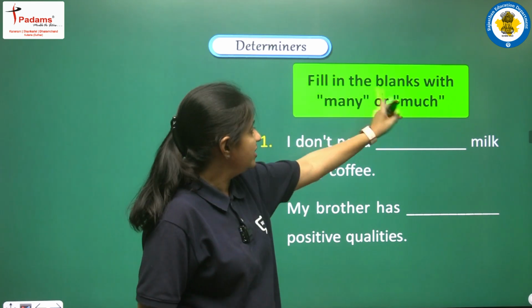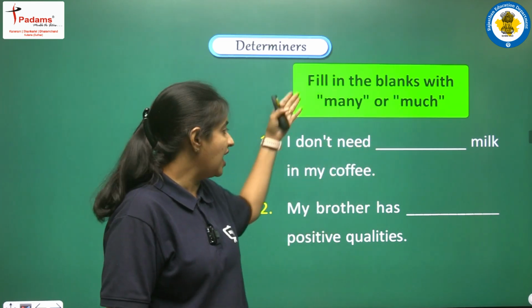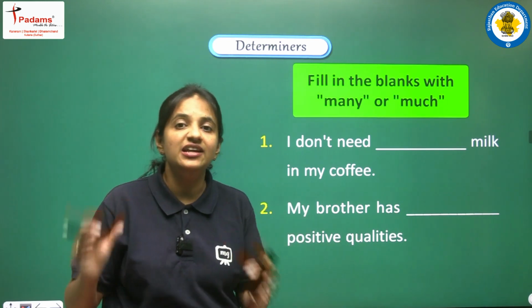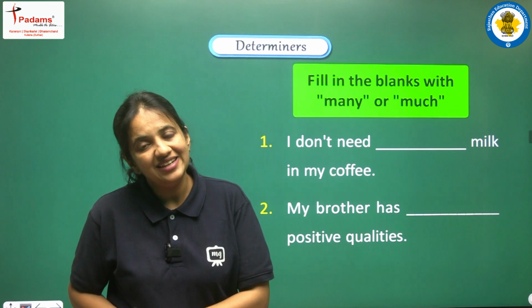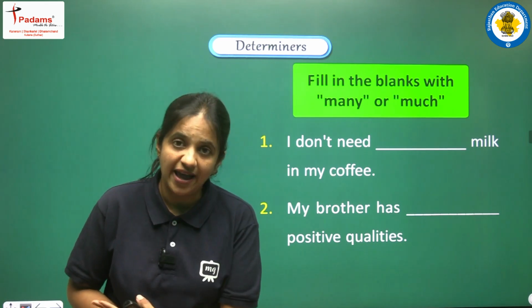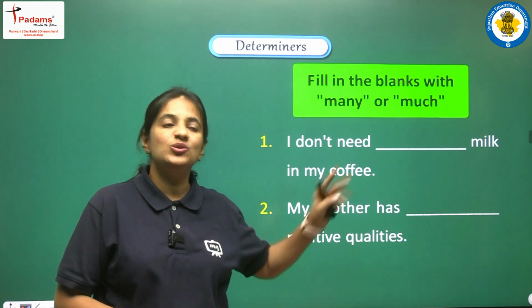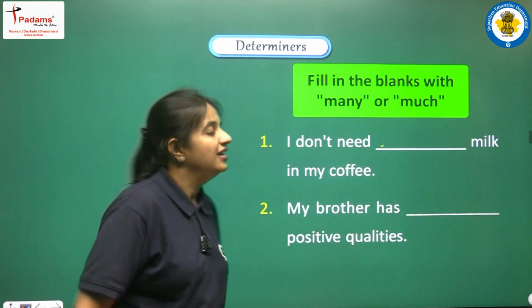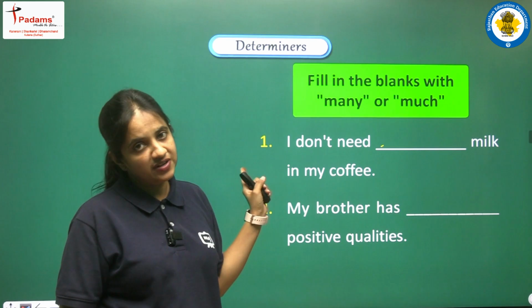Fill in the blanks with many or much. So here we are having some sentences. Read the sentence very carefully and especially the noun. Just identify the noun, what category the noun is having, and according to that use the appropriate determiner to fill the blank. Okay, let's start this exercise with our very first sentence.